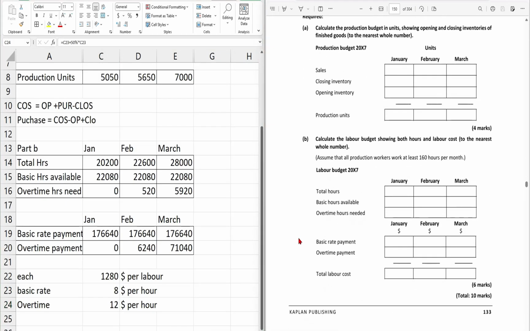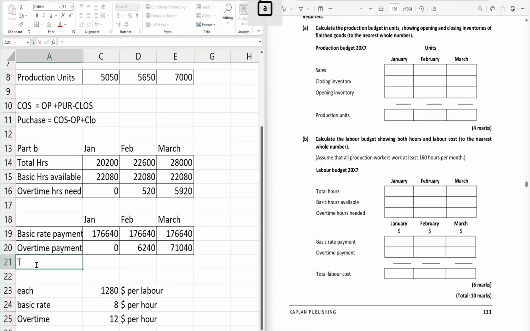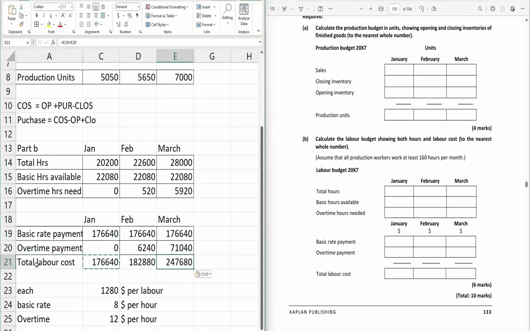Now the question asks you to calculate the total labor cost. So simply what you can do is add these two. Yeah, we got our answer. Yes, done. We are done with both of the parts.